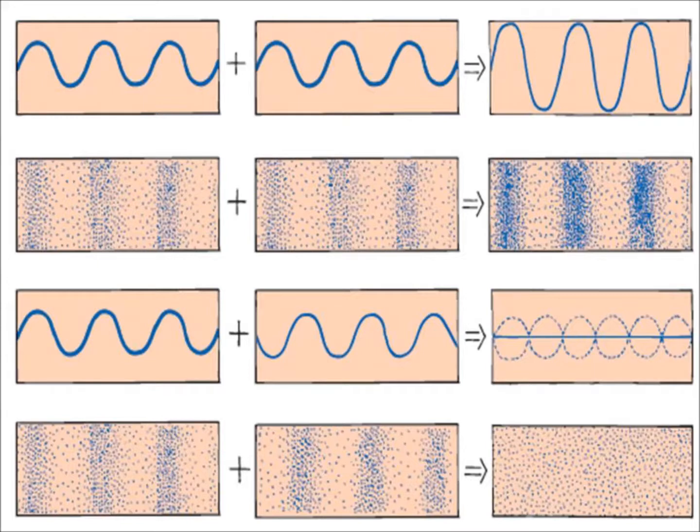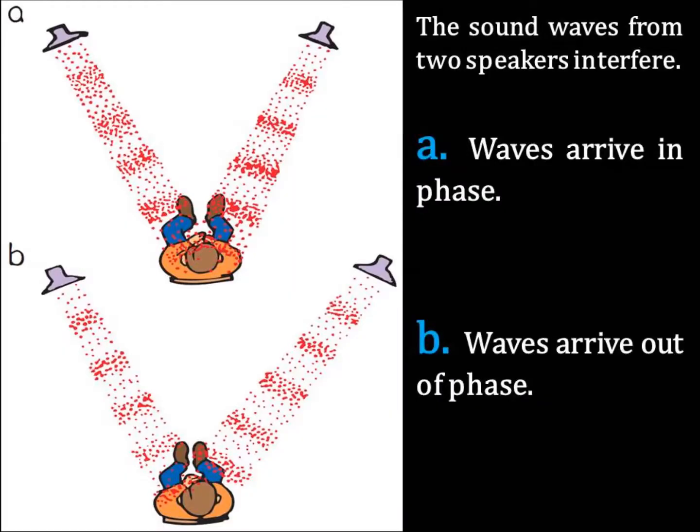Here is constructive and destructive. The top one is a constructive transverse wave. The next one is a constructive longitudinal wave. The next one is a destructive transverse wave. And the one below that is a destructive longitudinal wave. So you need to know that for your test.